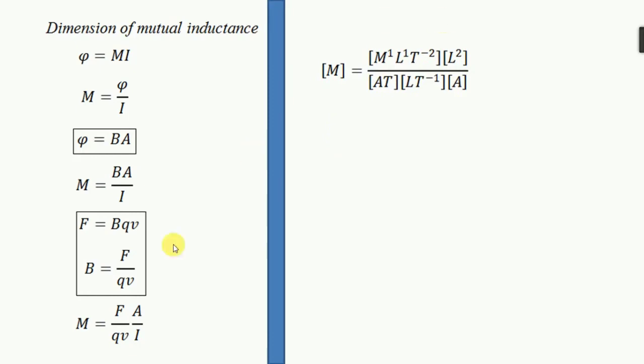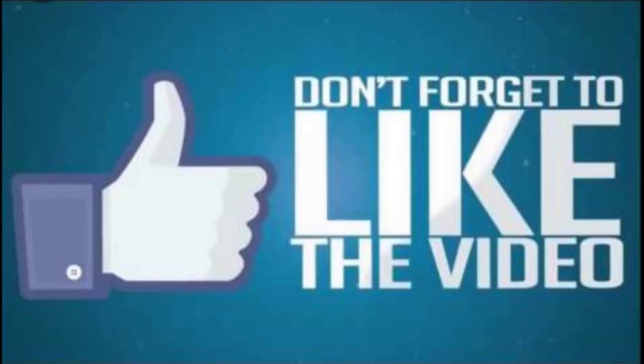So now we'll put the dimension of all the variables on this side. For force it is M1 L1 T minus 2, area is L square, charge is AT, velocity is L T minus 1, and current is A. So if you solve this, you will get M1 L2 T minus 2 A minus 2.